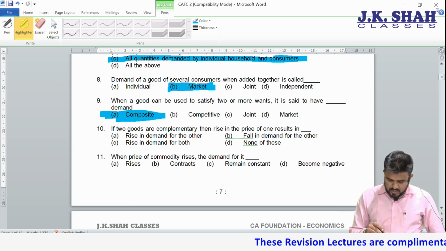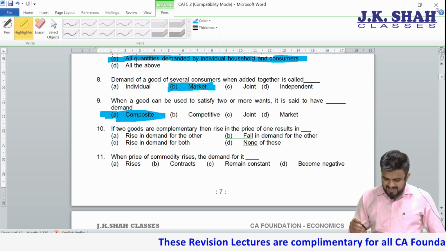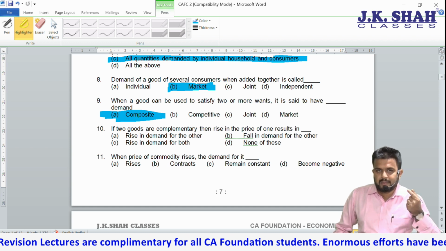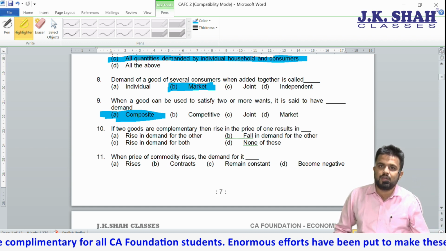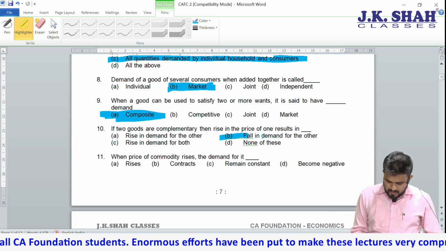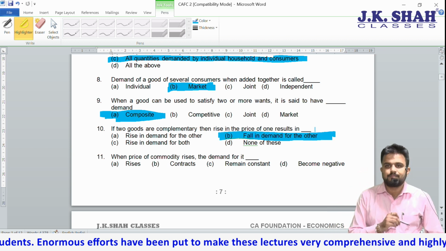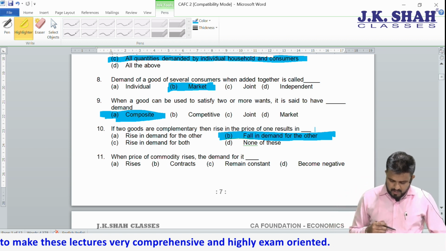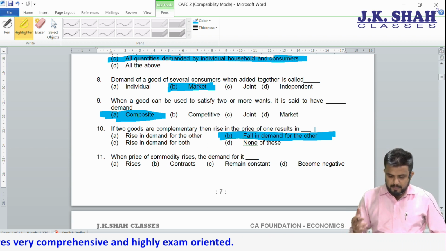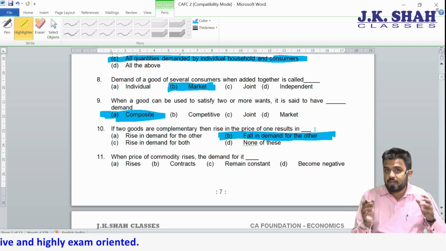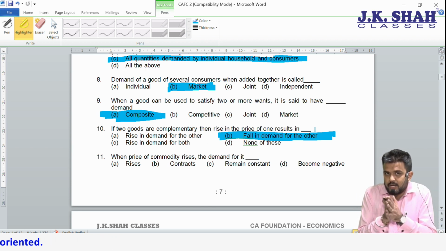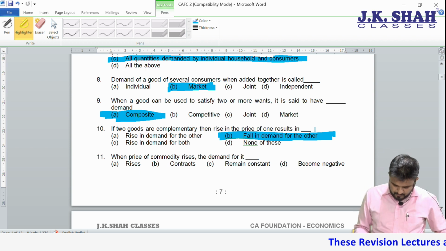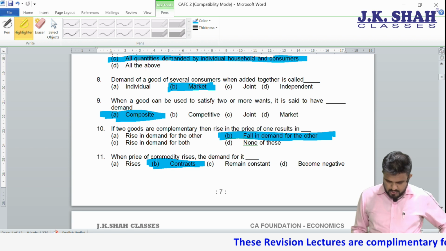Next, if two goods are complementary, then a rise in the price of one results in what? Can I say car, petrol, the example we had taken? So when the price of a car increases, demand for petrol will decrease. So there will be a fall in demand for the other. Next, they say when the price of a commodity rises, the demand for it dash. Contracts. Because I had told whenever they talk about price, it should be either expansion or contraction. Correct answer is contract.